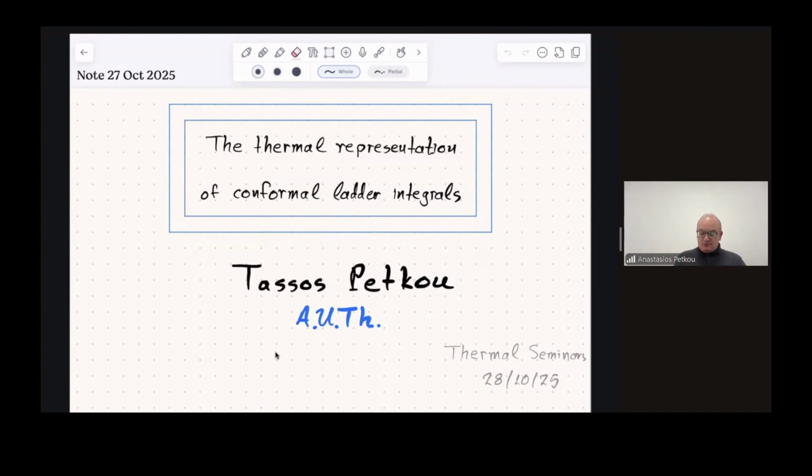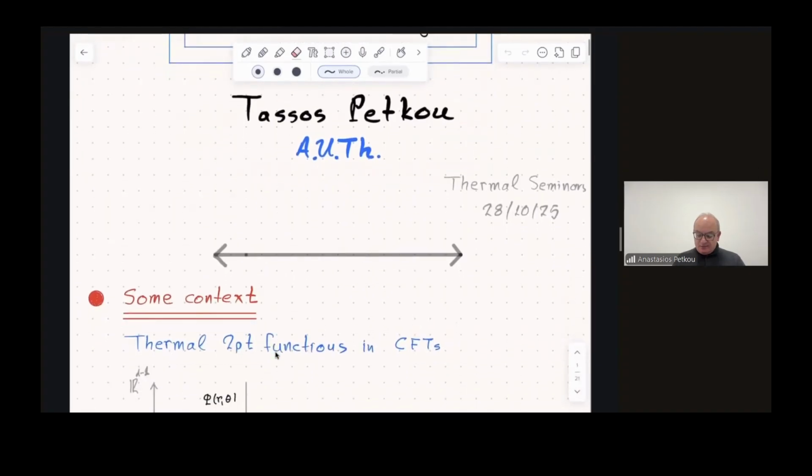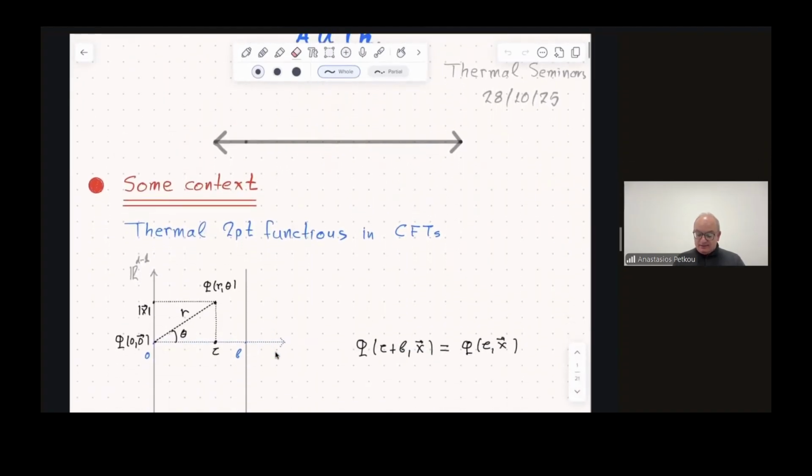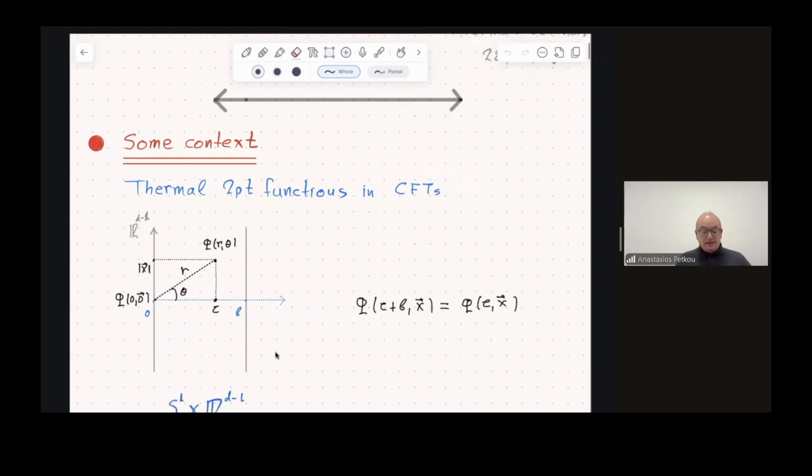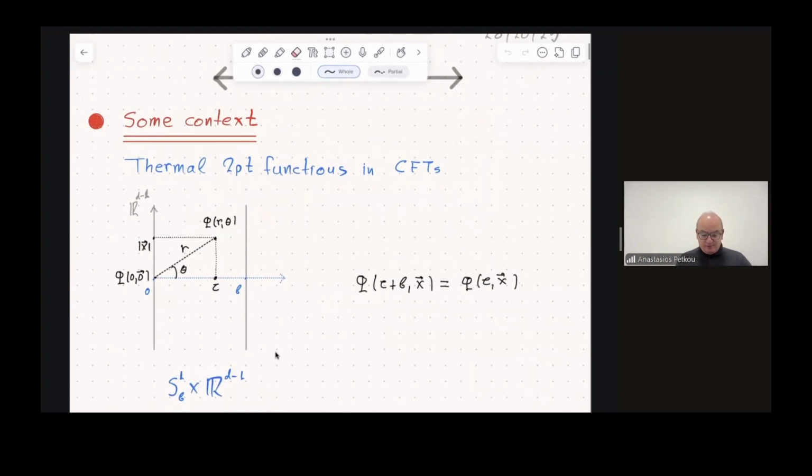So this talk and this work combines two things that seem very different. It's thermal field theory on the one hand, and conformal ladder integrals on the other hand. So let's start with some context, which is actually historically how this work has started. We wanted to study, as many of you, and an increasing number of people as well, want to study thermal two-point functions in conformal field theories.